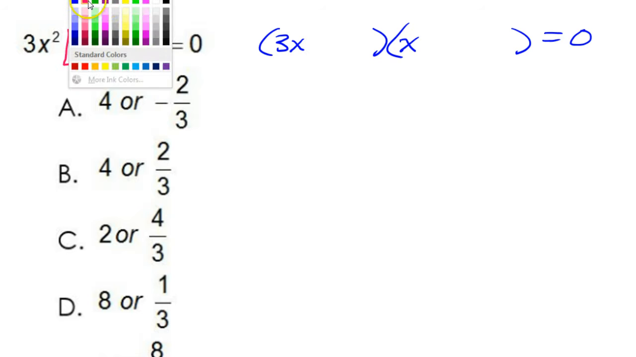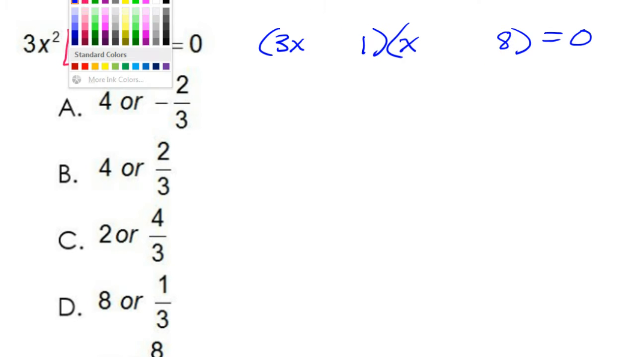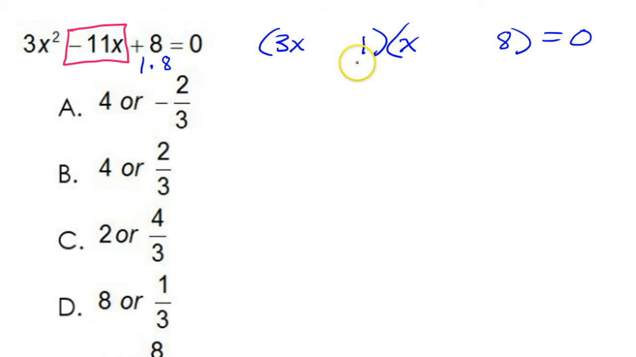Okay, so if I try 1 here and 8 here, and I do my inner plus outer equals middle, inner I have 1x, outer I have 24x. Alright, this number is too big. I'm not going to get 11 out of that. So that just leaves one more thing. That just leaves 8 here and 1 here. This is going to work.